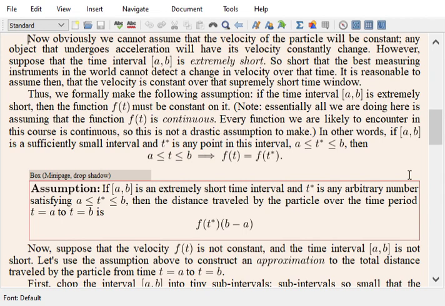This is identical to saying that the function is continuous. Saying that it's essentially constant on a very short interval. And every function we're likely to encounter in this course is continuous, so this is a fair assumption.